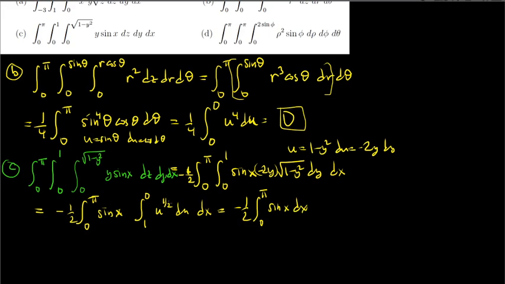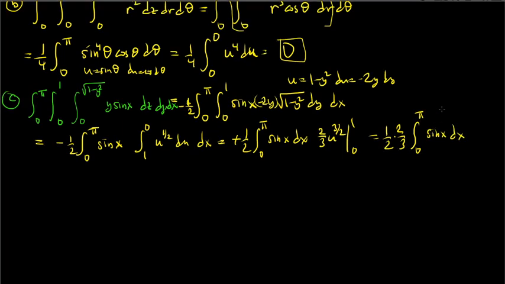So, yeah, 2/3 u to the 3/2 evaluated between 0 and 1, and make this a +1/2, right? So you just get 2/3 times 1/2, right? And then the integral from 0 to pi of sine x, I think that's just 2, but let's work it out, right? It's going to be cosine of x from pi to 0. Yep, 1 minus -1 is 2. So 2/3.